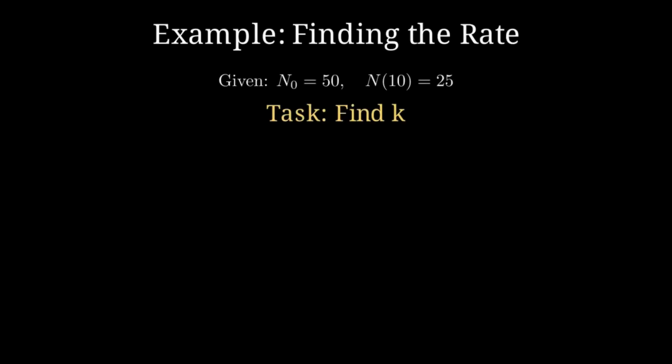What if we don't know k? Suppose we start with 50 units and after 10 minutes, only 25 remain. We set our equation to 25 equals 50 times e to the negative 10k. Dividing both sides by 50 gives us 0.5, which makes sense because half the substance is gone.